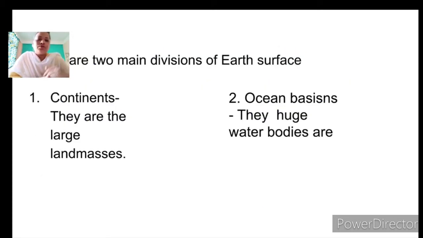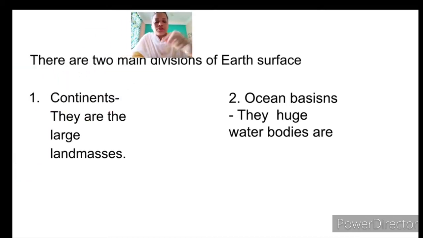So coming to the differentiation, there are two main divisions of the earth surface, and this is known as the lithosphere. So the lithosphere is divided into two portions, that is continents. Continents are the large land masses. And what is ocean basins? The huge water bodies are called ocean basins. So the difference between oceans and continents is that continents are the large land masses and oceans are the huge water bodies.